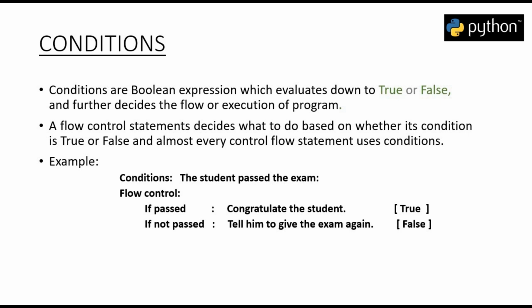But if this condition evaluates down to a false value, then we will not congratulate the student and will tell him to give the exam again. That is, if the student failed the exam or the condition evaluates down to a false value, the flow or direction of the program will go in another direction. So how do we define these conditions in our Python program?